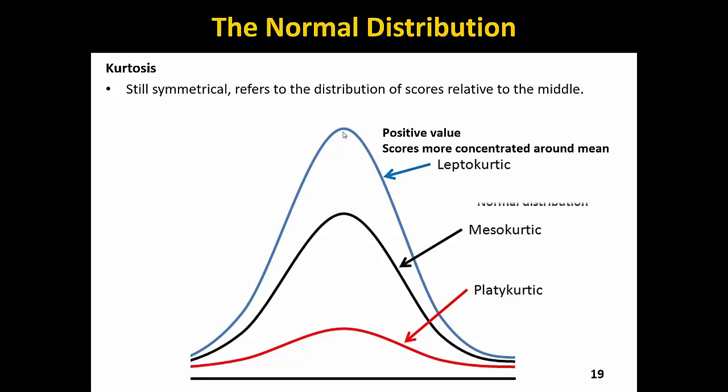The mesokurtic is the normal distribution without changing its shape. And the kurtosis value for this would be 0. The platykurtic type of distribution will take on a negative value and will be less concentrated around the middle point. So here we see a set of scores that are much more distributed widely than the mesokurtic and leptokurtic distributions.